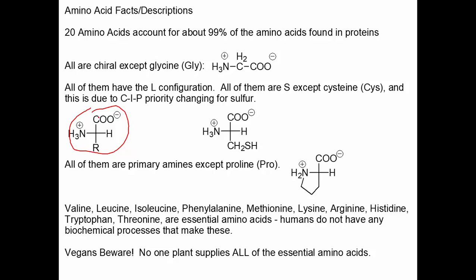When you assign the RS configuration, you find that all of them are S except for cysteine, this one right here. The only reason for that is because it has a sulfur pretty close in, and that causes the priority numbers to switch. In most of them, the nitrogen is priority 1 and the carboxylic acid is priority 2, but here the side chain becomes priority 2 instead of the carboxylic acid because of that sulfur. Okay, all of them are primary amines except for proline.